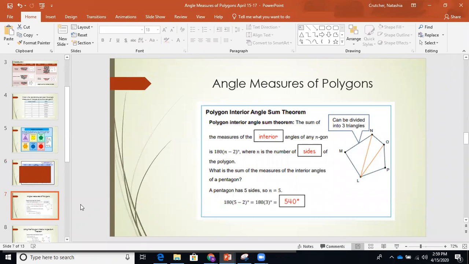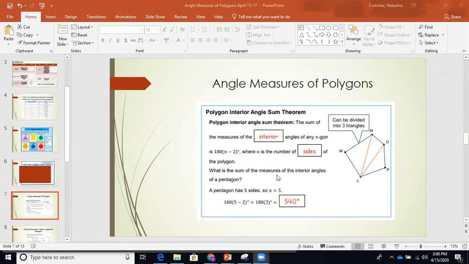All right, so then angle measures of polygons. What we just did was prove and show an example of the polygon interior angle sum theorem. It states that the sum of the measures of the interior angles of any n-gon, so you can insert any number there for n, is 180 times n minus 2. This formula will work for any polygon, where n is the number of sides of the polygon. That's what I was showing you a second ago.